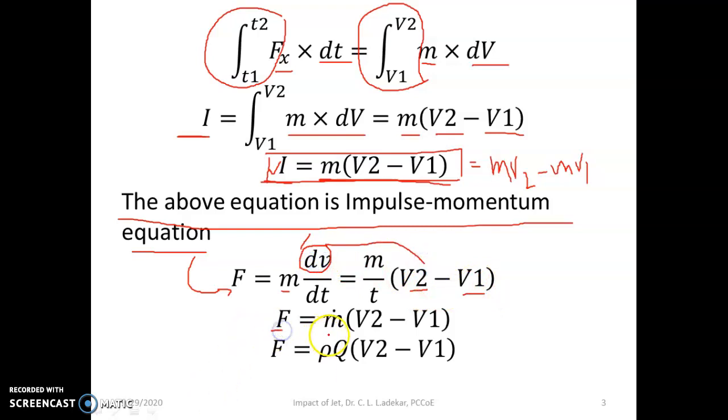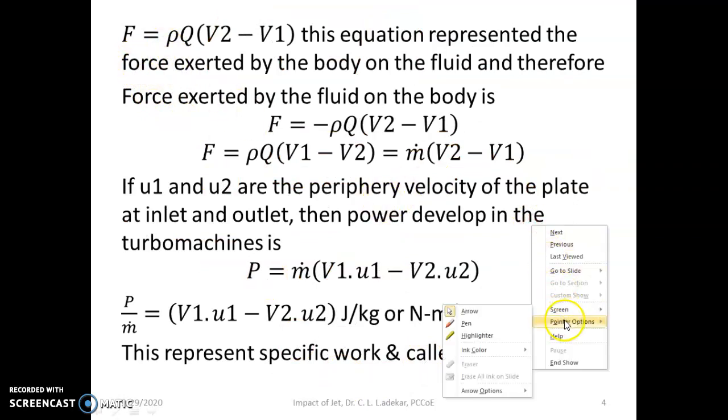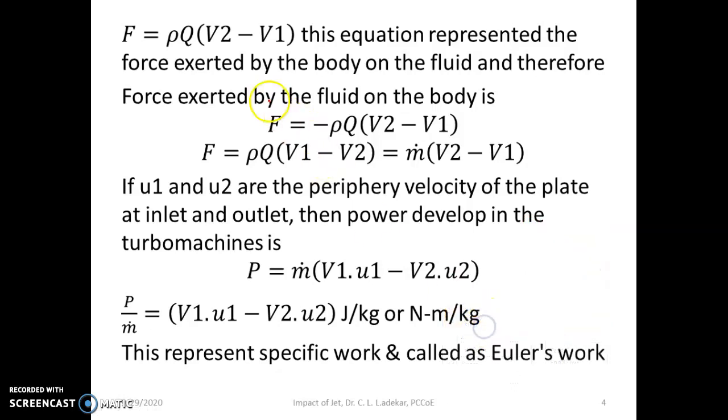You can write F is equal to m dot, that is mass per unit time, the mass flow rate, m dot (v2 minus v1), or you can write F is equal to density into discharge into (v2 minus v1). So this force which you have calculated as rho Q (v2 minus v1), what does it represent? This equation represents the force exerted by the body on the fluid. This much amount of force will be exerted by the body on the fluid.